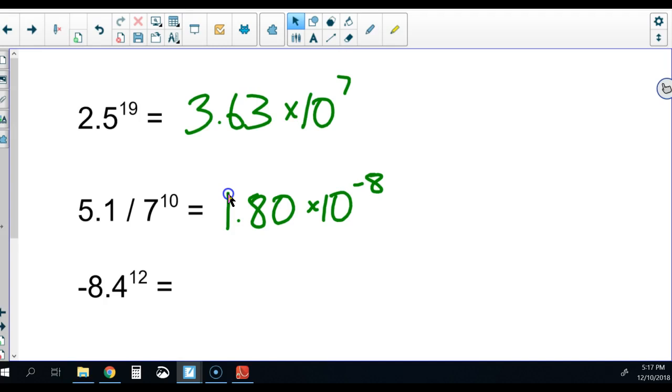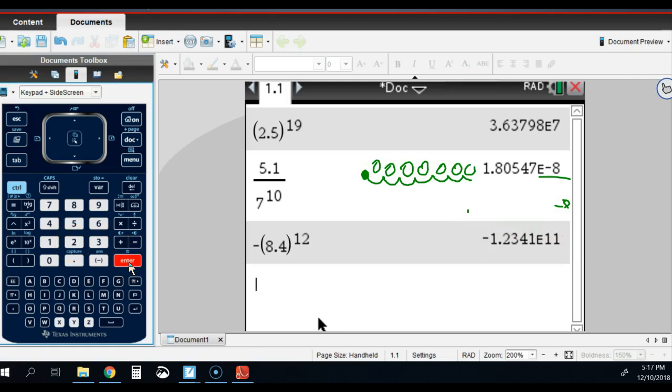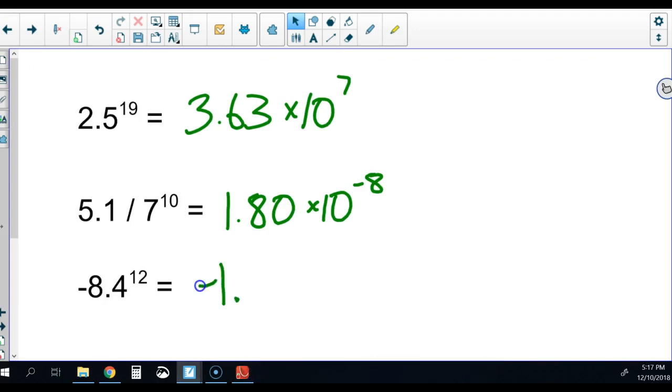We have negative 8.4 to the 12th power. Negative 8.4 to the 12th power gives us negative 1.2341 E11. So, can you imagine how that has to be written? We don't need to move the decimal out 11 places. We can write it in scientific notation, looking at these 3 significant digits, negative 1.23. Those are our significant digits. Then we have to put the times 10 to the 11.